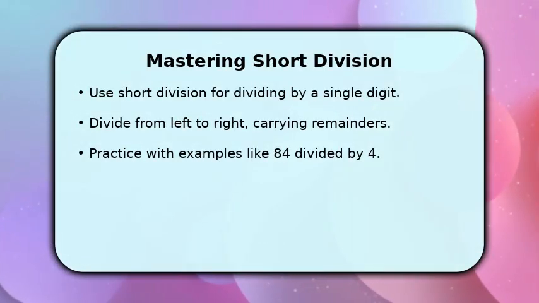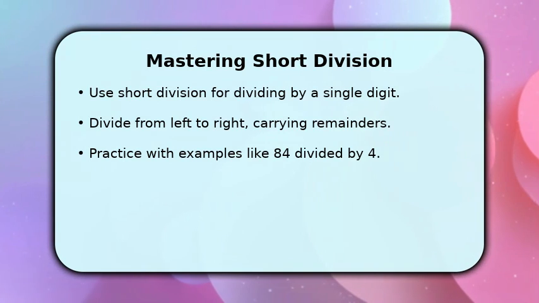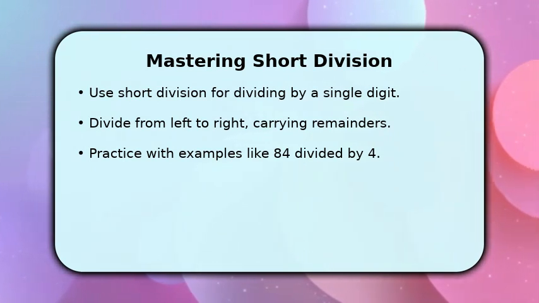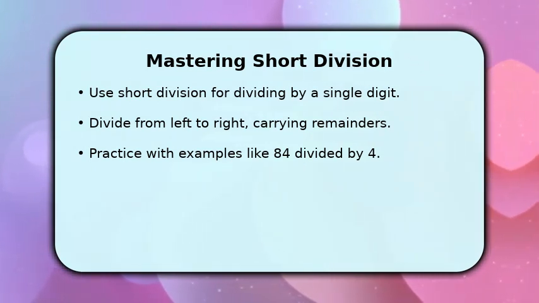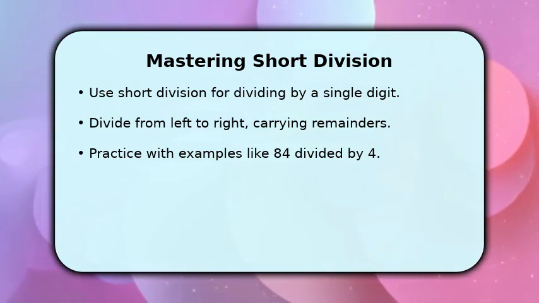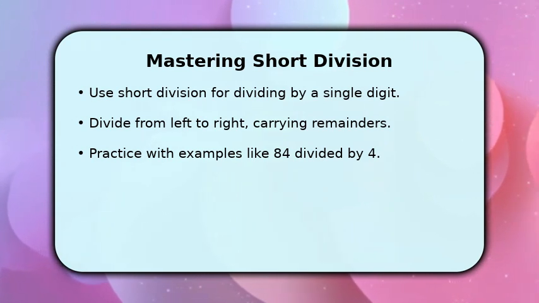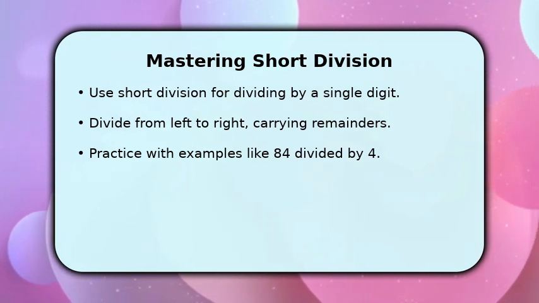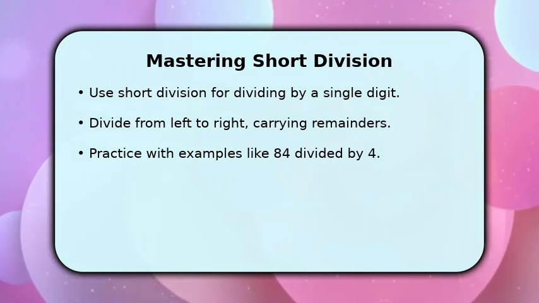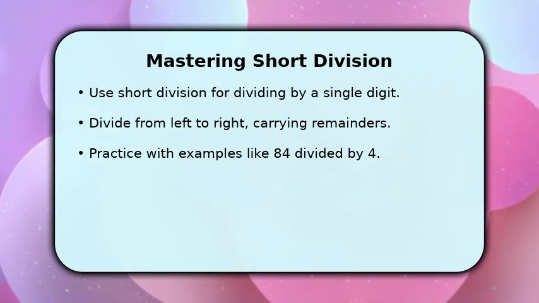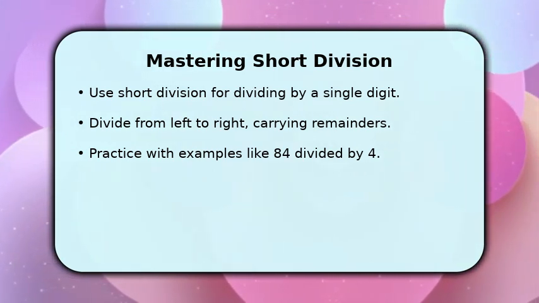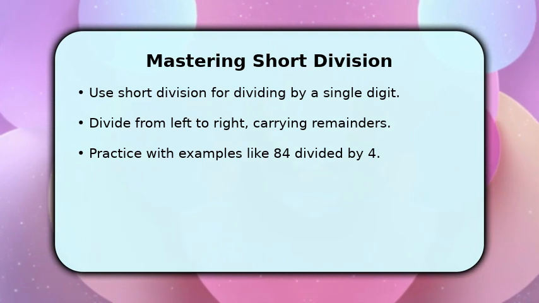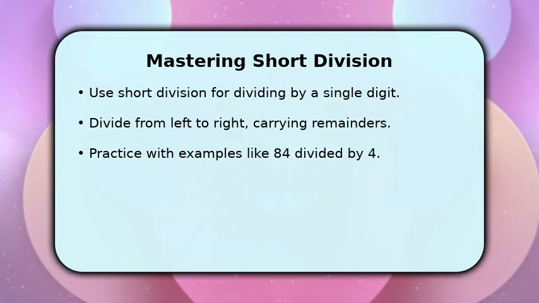Next, let's tackle the short division method, which is perfect for dividing by a single-digit number. You'll work from left to right, dividing each digit of the dividend by the divisor. If a digit doesn't divide evenly, you'll carry over the remainder to the next digit. This method is efficient and helps you break down larger problems into smaller, manageable steps. We'll walk through an example together to illustrate this process clearly.